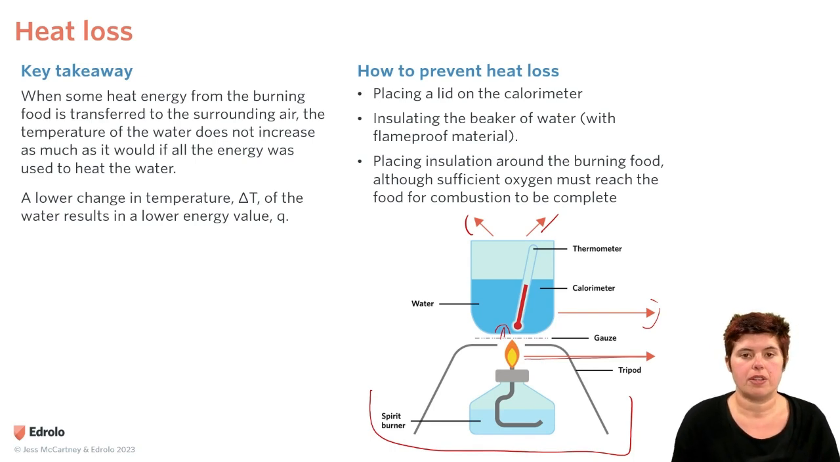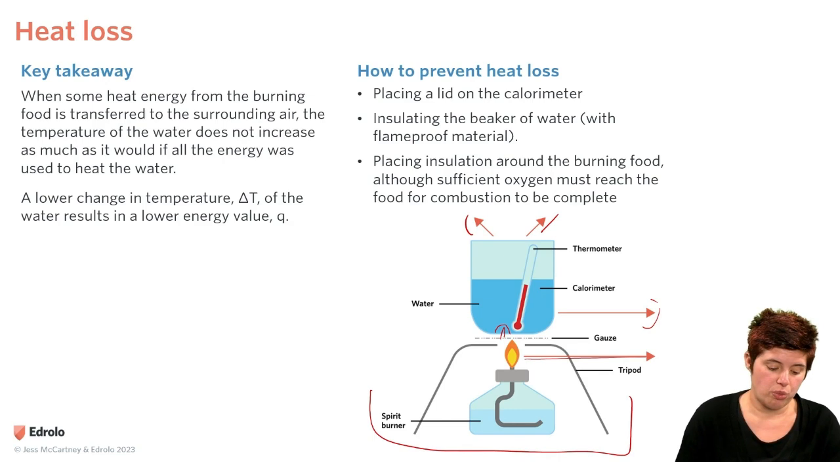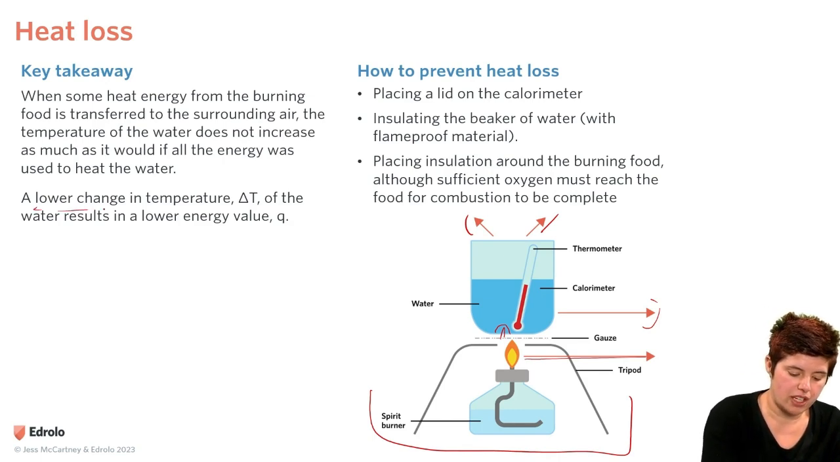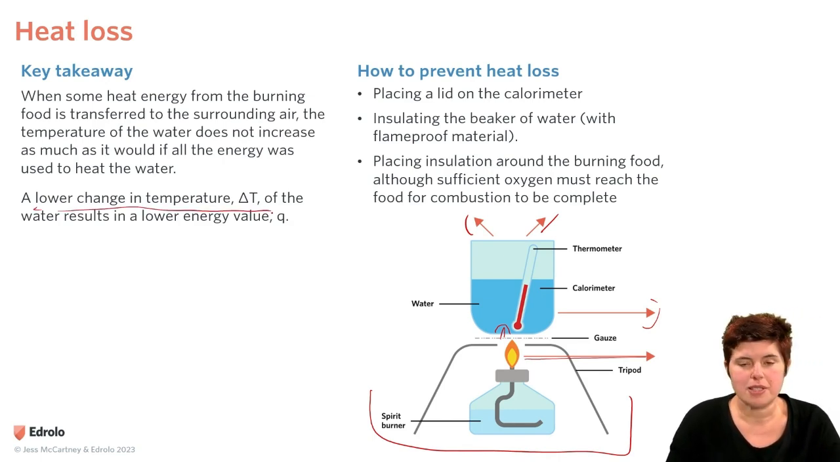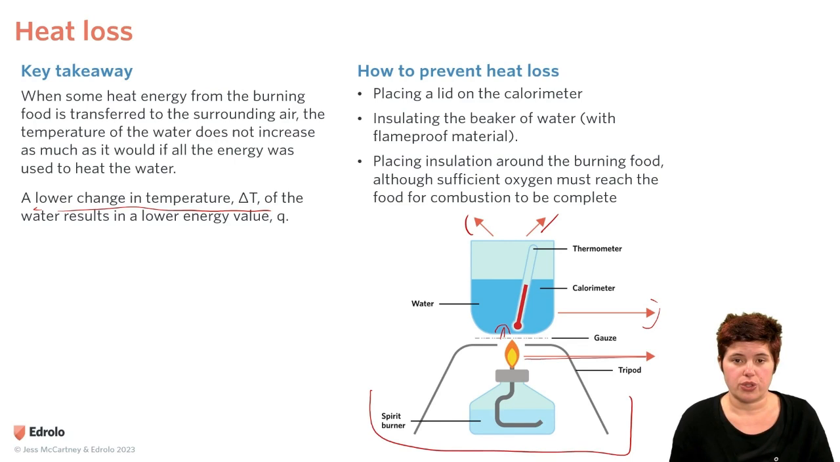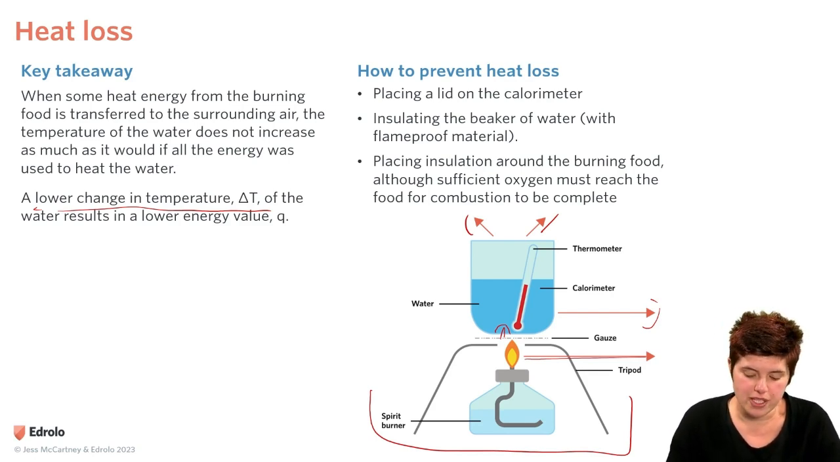So what happens when nothing is put in place to prevent that heat loss? Well, a lower change of temperature occurs. And so this means that the calculated energy is actually less than what it is. So that means it's not giving us the actual energy efficiency that's occurring with that particular fuel or that particular food. So how can we prevent this?